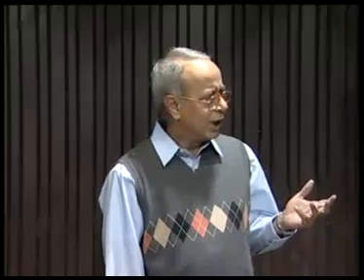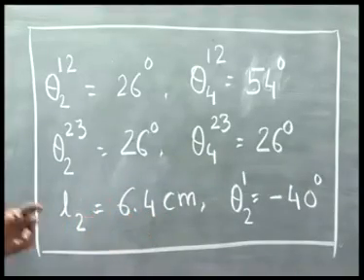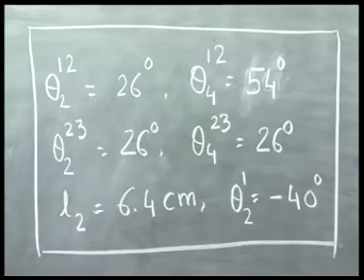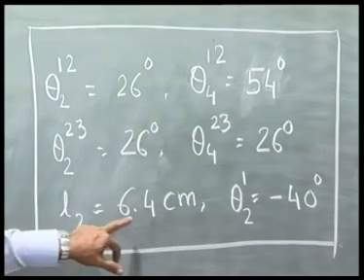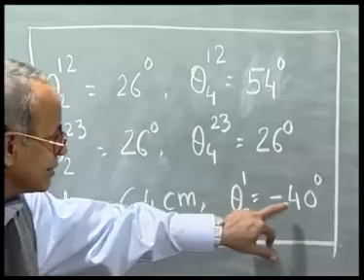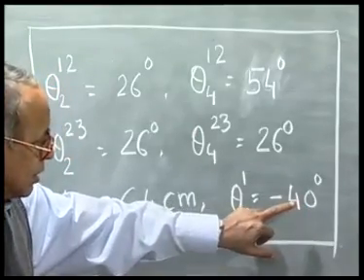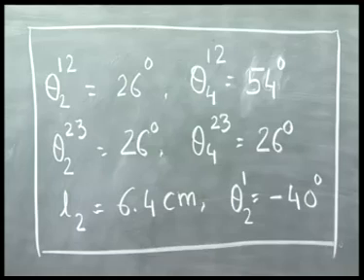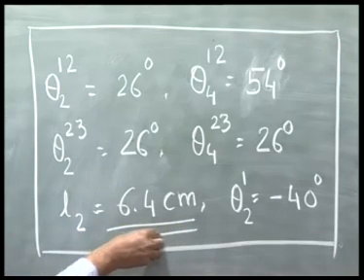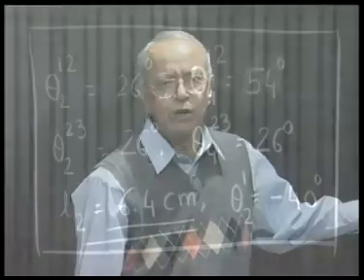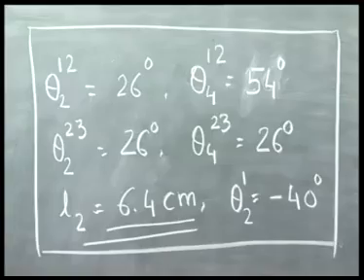Because we are solving it by graphical method, we need to assume L2 and theta 2 1 or L4 and theta 4 1. We are solving it by assuming this value of L2 6.4 centimeter and theta 2 1 is minus 40 degree as we have assumed in the Freudenstein's method also. This is what we assume in the graphical method, and we do not assume the value of theta 4 1. If we solve this problem by the graphical method, the solution that we get, we make a model out of it, and I will show you that model and see what kind of problem we face in this graphical solution.